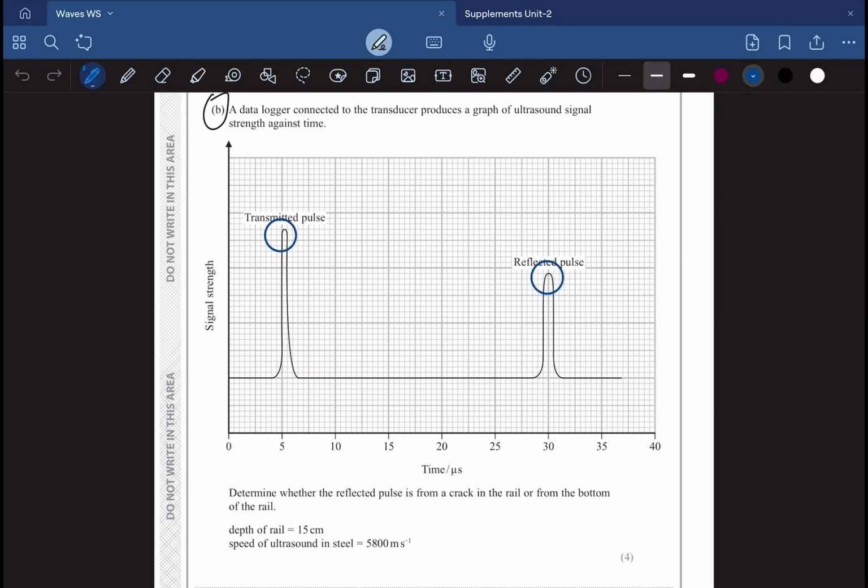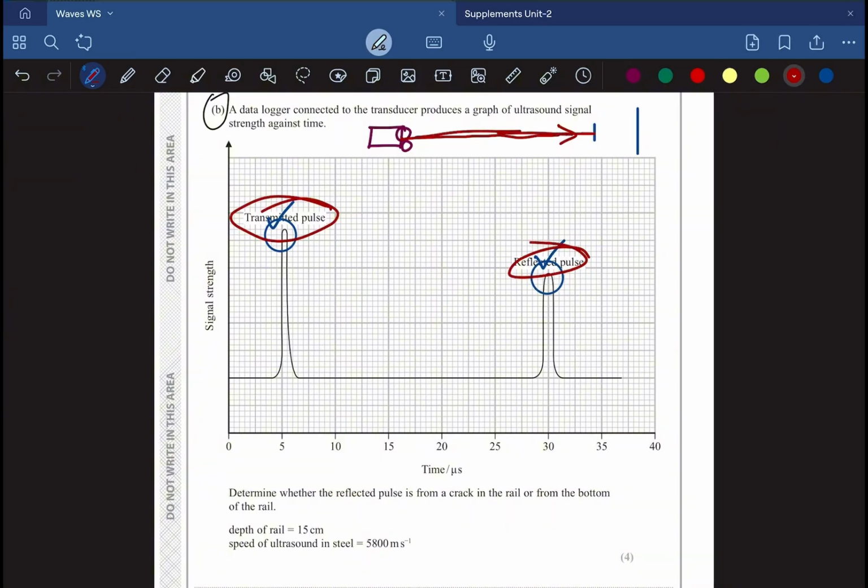This very important question says a data logger connected to the transducer produces a graph of ultrasound signal strength against time. So this is the transmitted pulse and this is the reflected pulse. Basically, let's say there is the bottom of the sea and here is a crack right here, and I send a signal from this transducer. The signal moves like this, is reflected, and then comes back. So the signal is covering the distance twice.